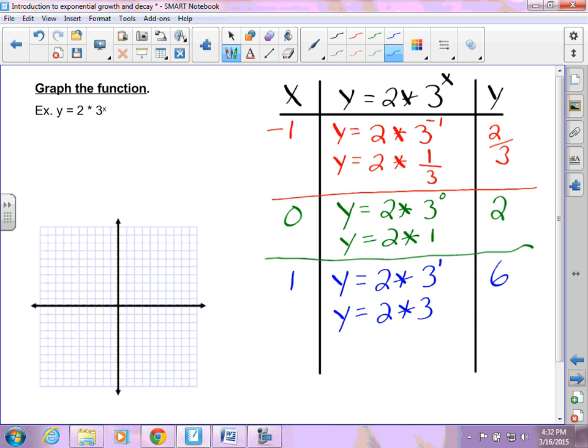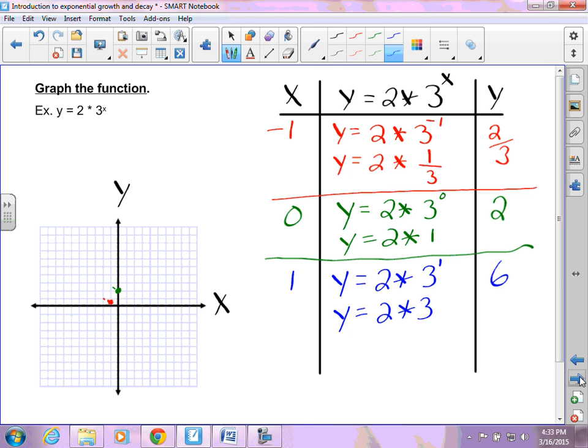Now, I've got my x and y axes, just like I did for linear. I'm going to plug in -1 and then 2/3. 2/3 is between 0 and 1, all right? So when you do this, you know, you have to be a little bit careful. It's right there, right? And remember, I have graph paper at the back of my room, so feel free to use that. The next one is 0, 2. So 0, 2 is right there. And the last one is 1, 6.